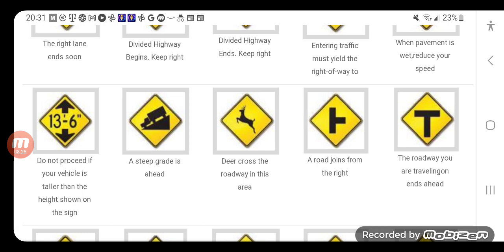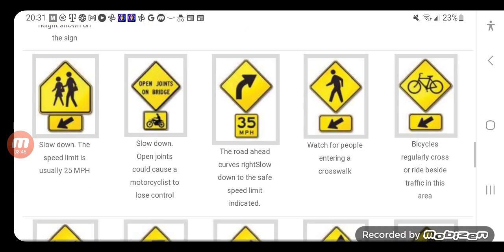This is a road sign that joins another street, so you have to pay attention to oncoming traffic on your right-hand side. This T sign is going to show you that the road you're on is going to be coming to a stop, and you can either go right or left, okay? But you have to proceed with caution.